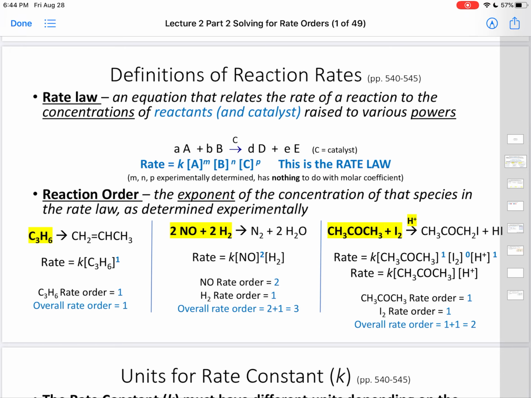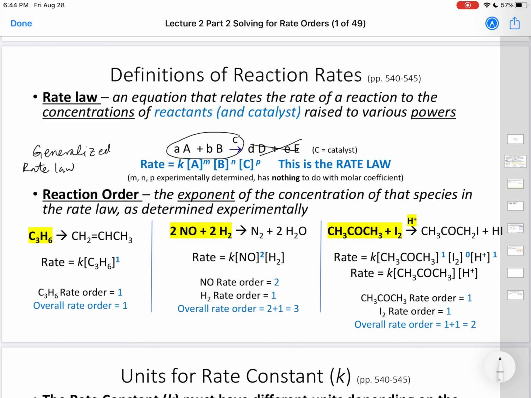The rate law is defined as an equation that relates the rate of a reaction to the concentration of reactants and catalysts raised to various powers. What I like to call the generalized rate law includes all of the reactants and the catalysts, not the products, and it's the multiplication of all of these concentrations. So rate is equal to K times A to the M, B to the N, and C to the P.